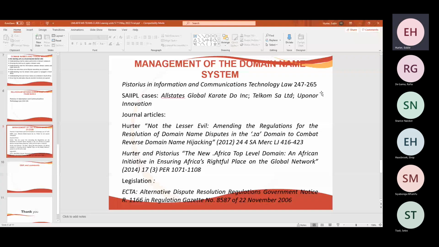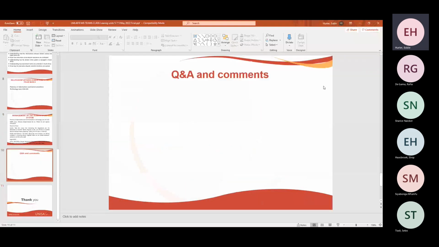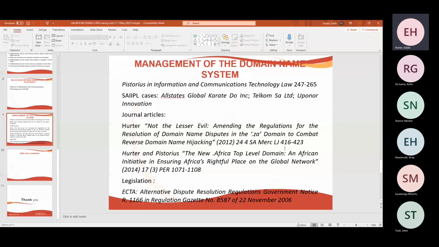So see that there, just one more thing. I hope that was not too fast and we didn't go into enough detail, but you'll see when you read the cases we prescribe, as well as your prescribed textbook, you'll get a very good idea of what I've spoken about. You'll see there are two resources listed there. That is the one article regarding reverse domain name hijacking.